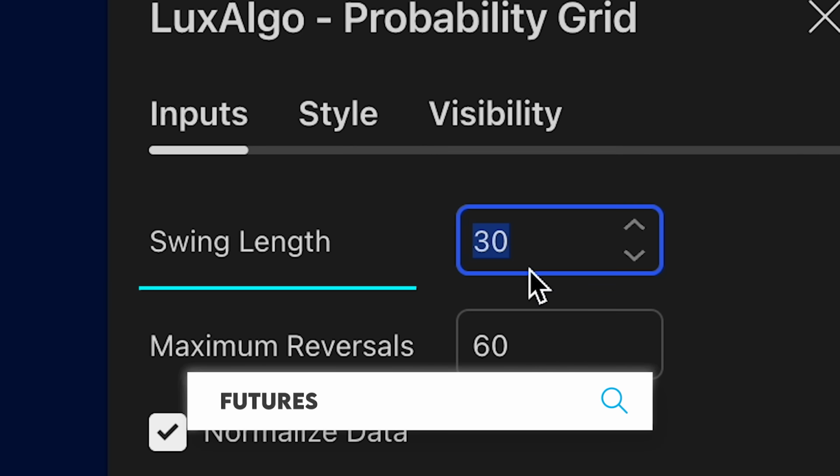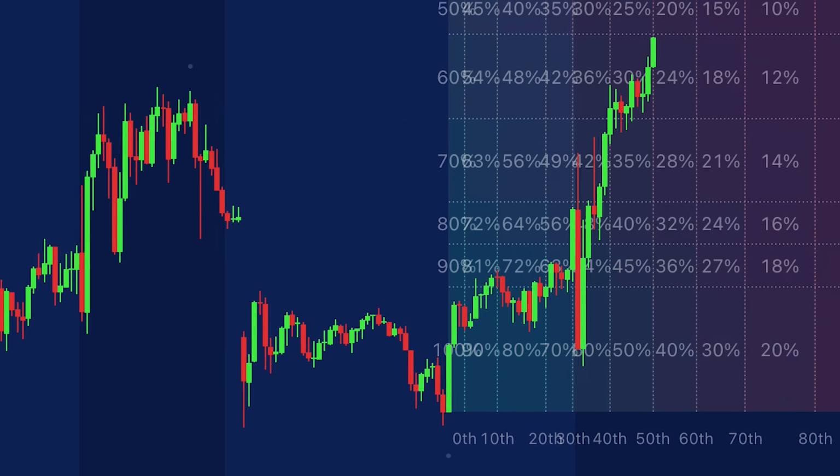Finally, for futures, use swing length of 20 and maximum reversals of 50 with special attention to session opens and closes when probability calculations are most reliable.